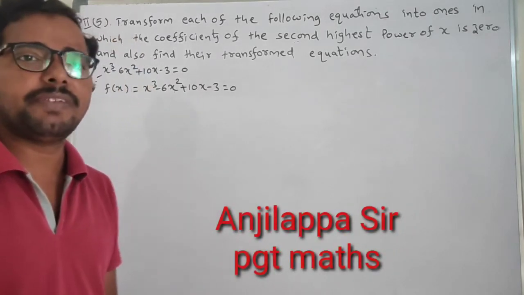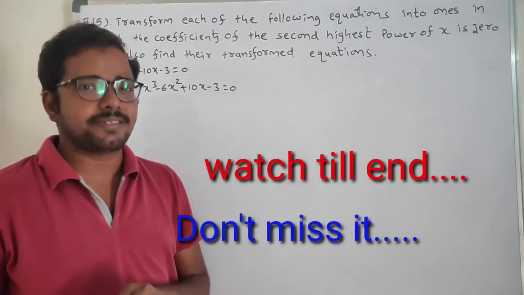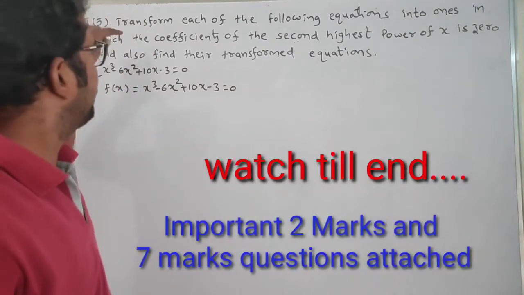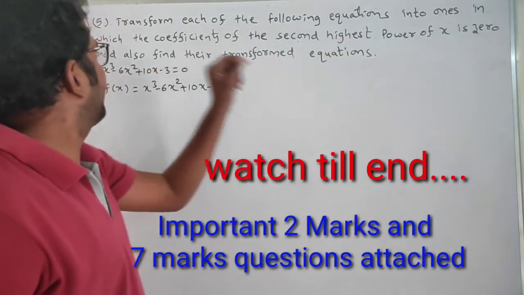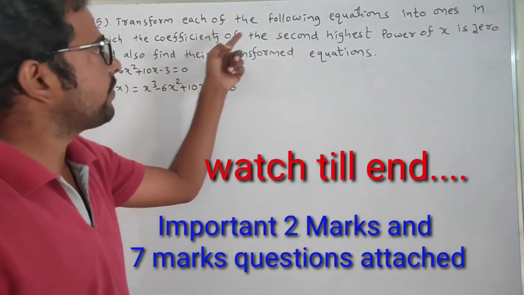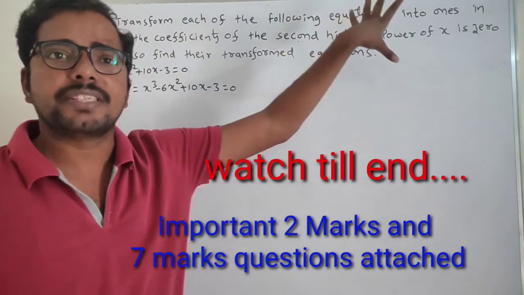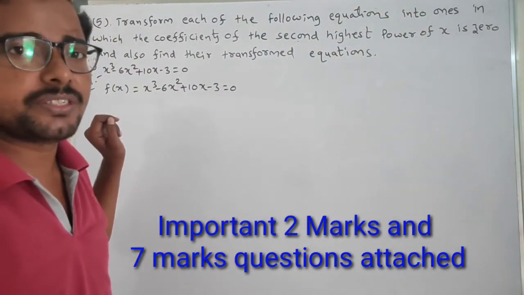In this video, we will solve exercise 4D remaining sums and a few important examples. That is 7 marks questions. Now, second and fifth question. Transform each of the following equations into ones in which the coefficient of the second highest power of x is 0, and also find the transformed equations.